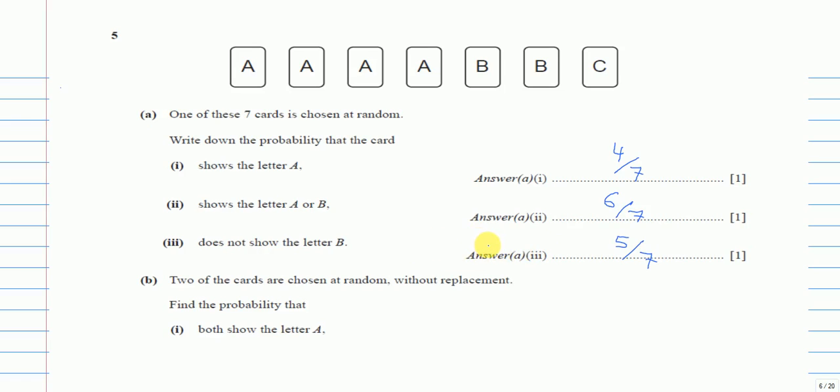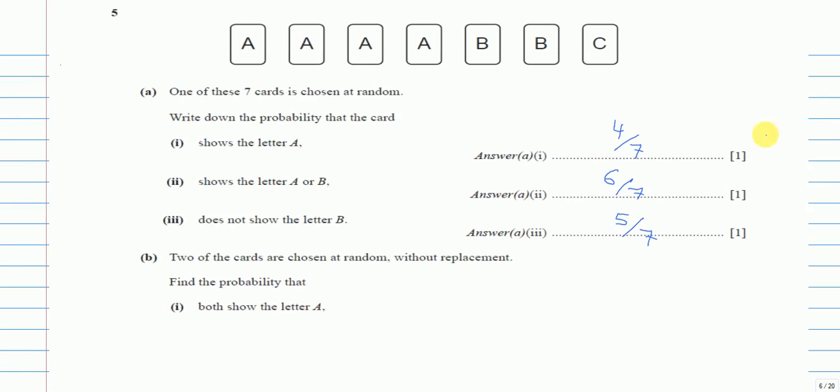Part B, 2 of the cards are chosen at random without replacement. Find the probability that both show letter A. When they say without replacement, it means they have chosen 2 cards at random. For the first time the total was 7, and because they did not replace it, the total for the second time will be reduced to 6.